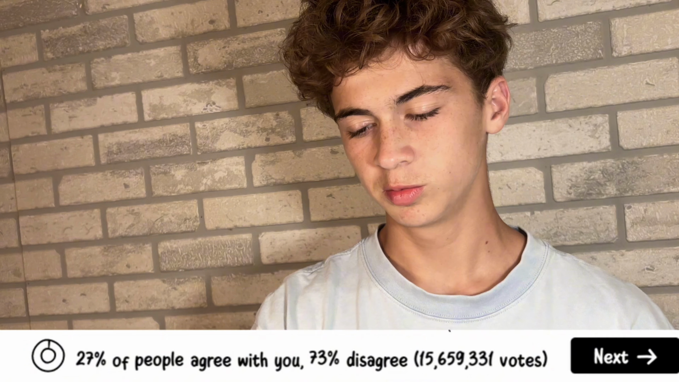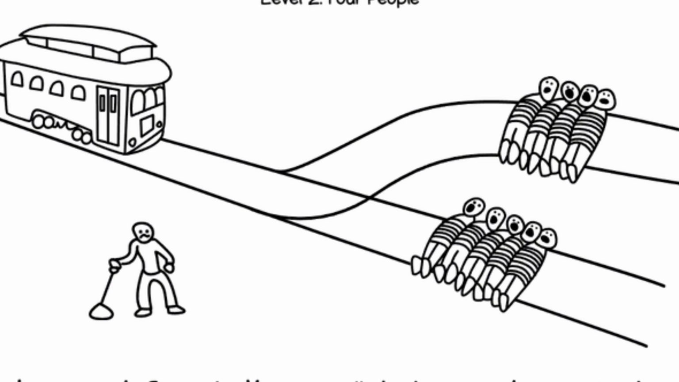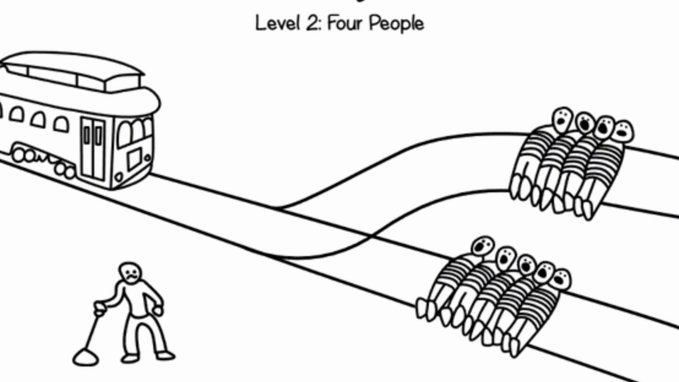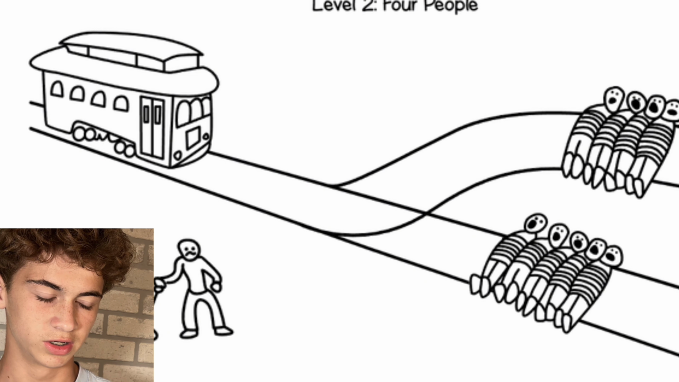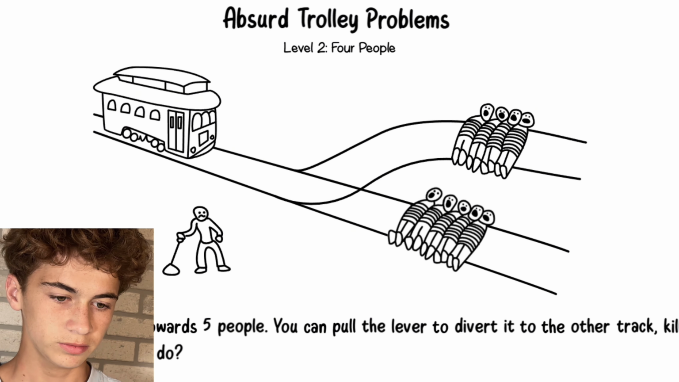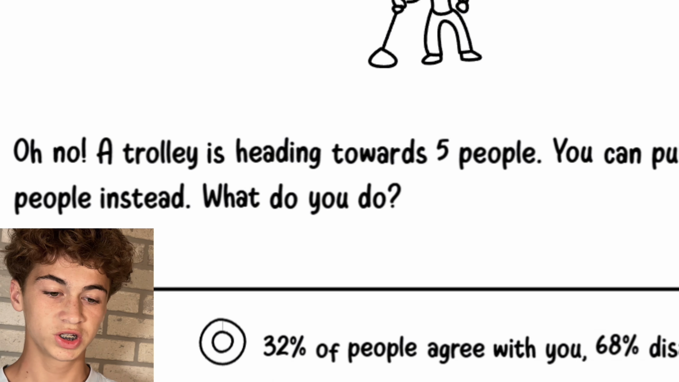I know more people died, but 27% of people agree with me. Alright, I guess you guys don't get my logic. Anyways, okay, this one's different. Now there's 5 people on this track and 4 people on this track. Oh, this isn't actually different. I would still do nothing. If you pull the lever, that's kind of dumb because only one extra person dies. Only 32% of people agree with me.